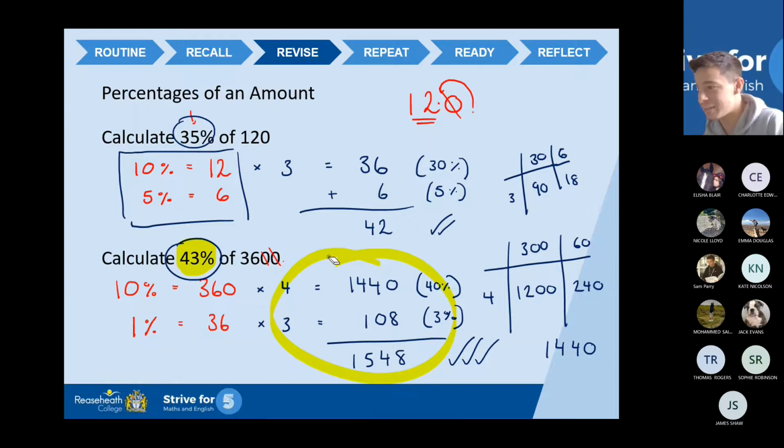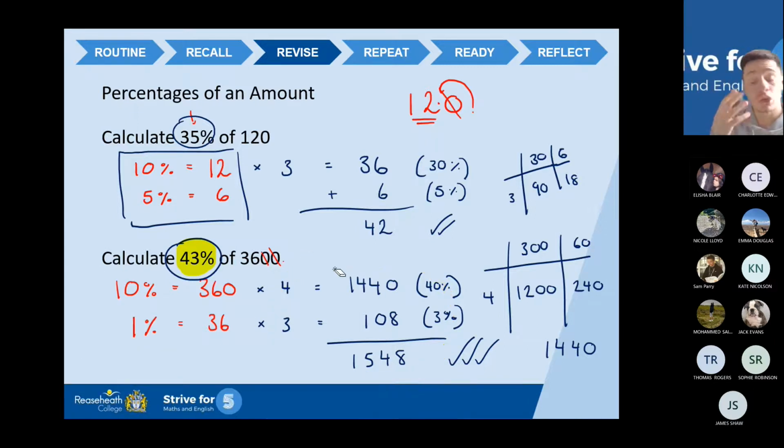Step 1 is identifying your 10%, your 5%, or your 1%. Then build those up into the percentage you're after. So if you're after 80%, then you find out your 10% and you times it by 8, for example.